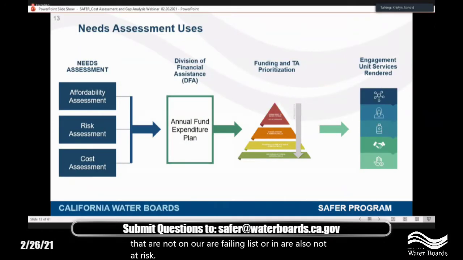The way that everything kind of loops together at the water board is that we have our annual needs assessment, which then helps inform the annual fund expenditure plan, which then helps with prioritization. And then you may have heard about the SAFER programs, engagement units, and all of the work that we're doing to help local communities access funding, technical assistance, and solutions. Those engagement units, again, are using the results of our prioritization to help target where their efforts are focused.